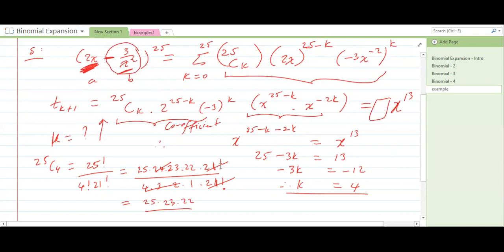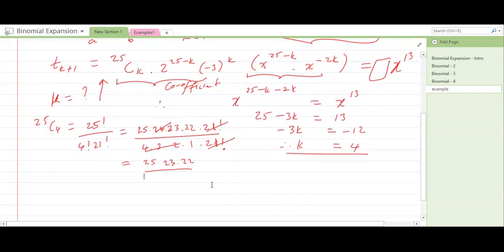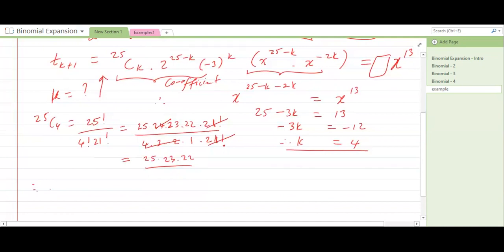Therefore, the full term is equal to, obviously we have x to the power 13 there. The coefficient is thus 25 times 23 times 22 times 2 to the power 21, we said k was 4, and minus 3 to the power 4.